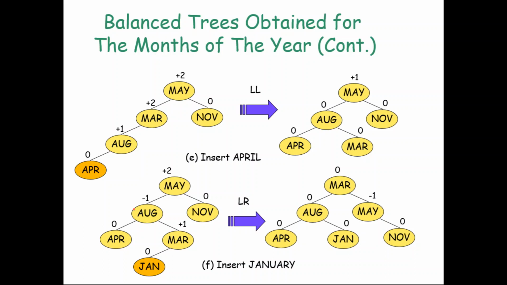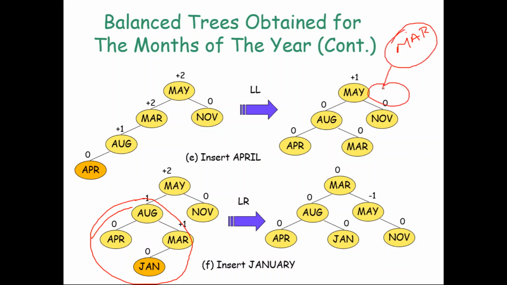If you rotate August to the left, March will become the root of this subtree. You take this subtree alone. March will come here, and August will just go down. August will be the left child of March, and April will again be the left child of August. All these are fine.